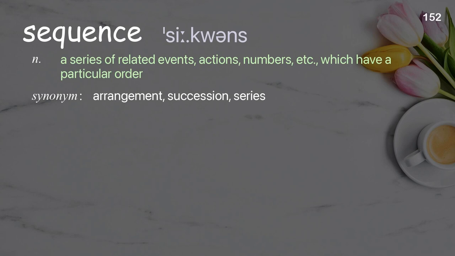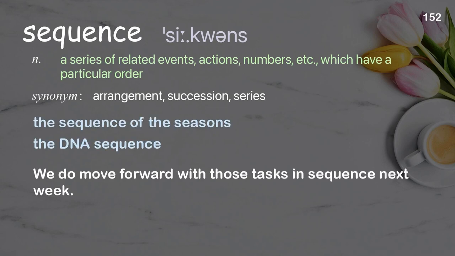Sequence: a series of related events, actions, numbers, etc., which have a particular order. Examples: The sequence of the seasons, the DNA sequence. We do move forward with those tasks in sequence next week.